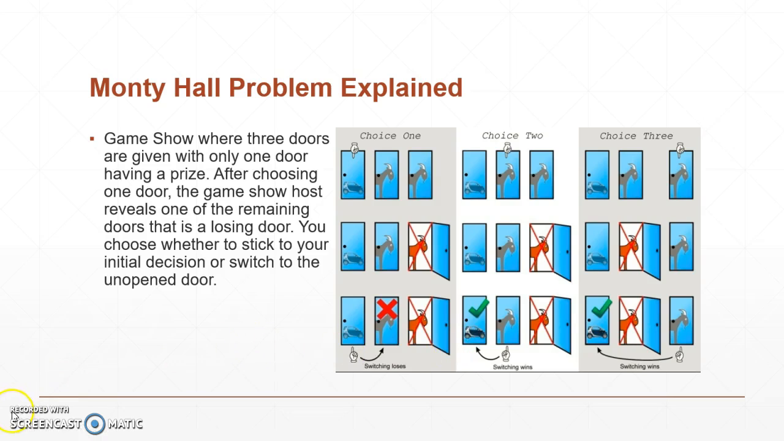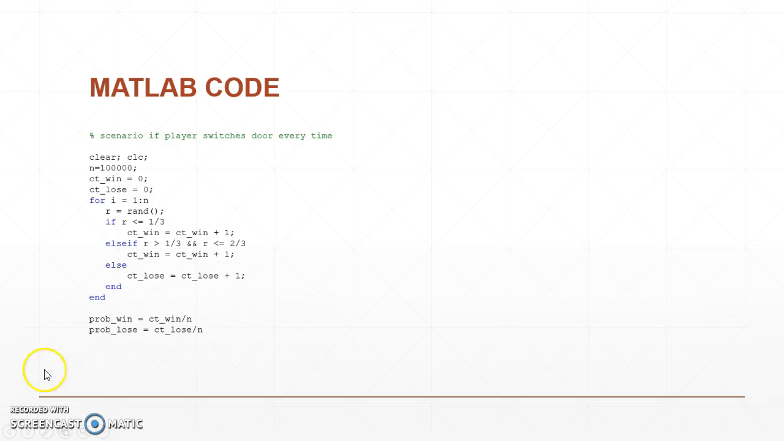Let's see what that looks like in Monte Carlo. In MATLAB, if we write this up using Monte Carlo, we can do this really quickly. We set n, the number of iterations, to 100,000, set our counts for winning and losing, and then run a for loop. In this for loop, we generate a random number, which is uniformly distributed. If r is less than or equal to 1/3, then count it as a win. Else if r is between 1/3 and 2/3, then count it as a win. If it's greater than 2/3, then count it as a loss.